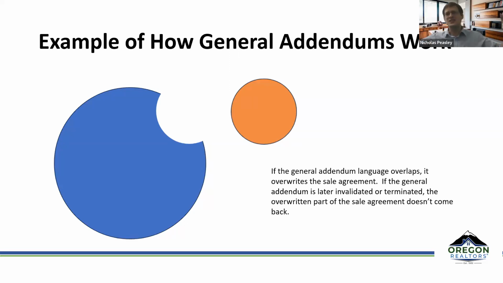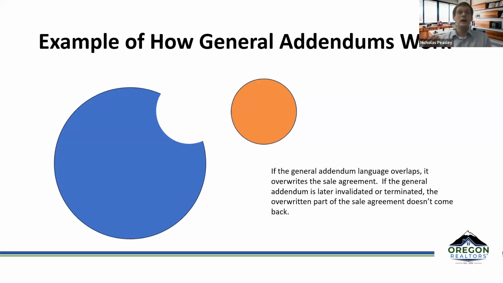Or let's say for whatever reason General Addendum 1 is invalidated or it's incorrect or it got signed by the wrong person or something like that. Then you have an instance where you've potentially overwritten a part of your contract, you've cut out a chunk of the original sales agreement, and now you don't have that general addendum anymore. So be cautious when you do general addendums, because if you do terminate just the general addendum language, the stuff that it overwrote doesn't come back. It doesn't reconstitute the pieces that were overwritten.